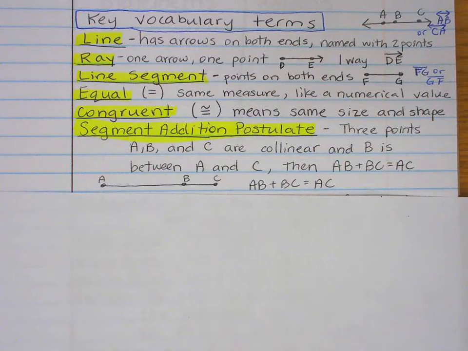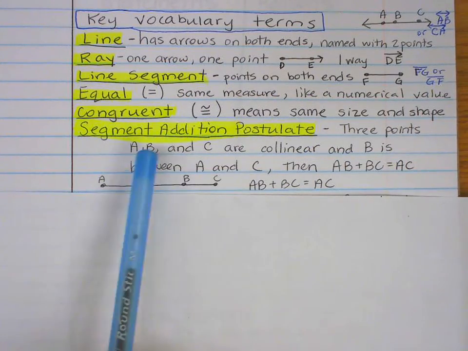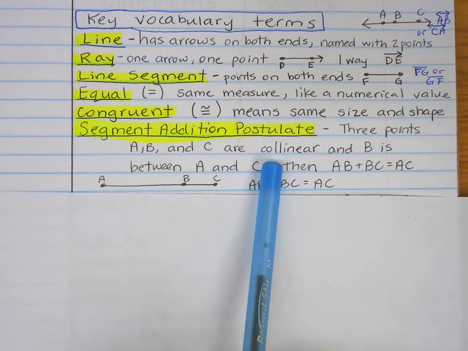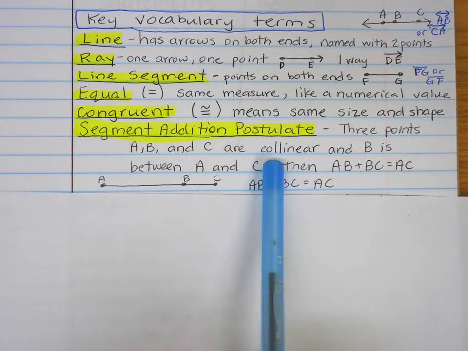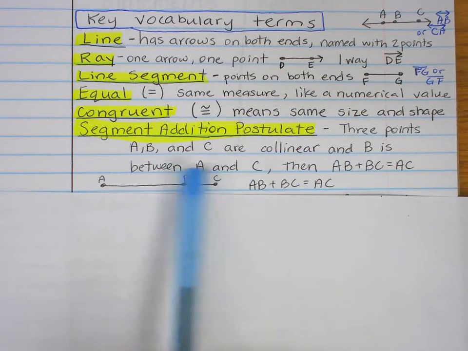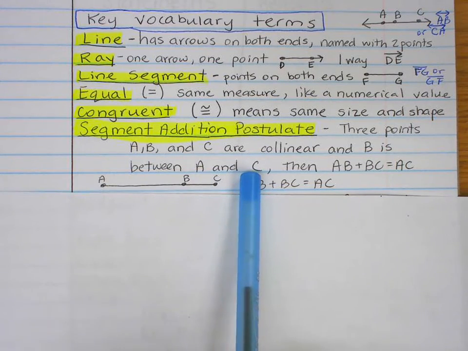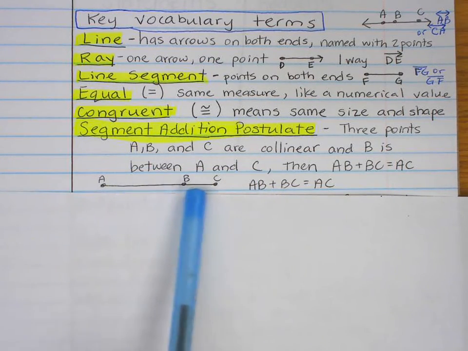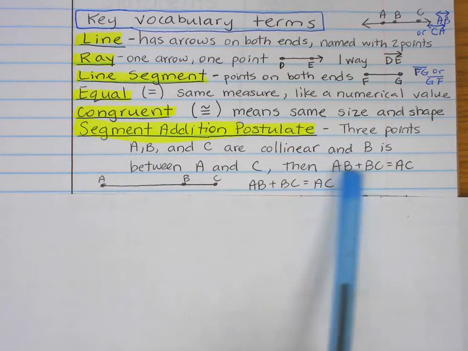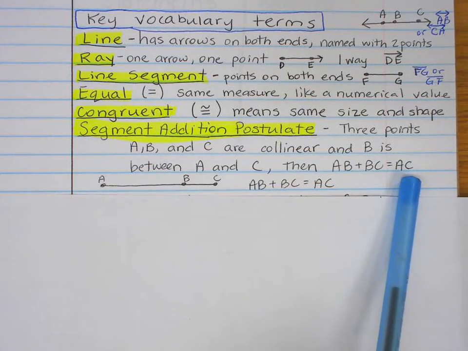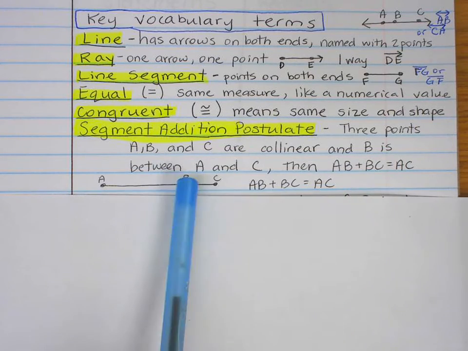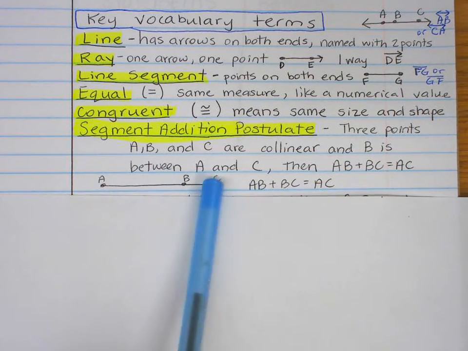So if we have 3 points, A, B, and C, and they are collinear, which means they are all on the same line, like you could use a ruler to draw them and connect them. They're all on the same straight line. And B is between A and C. It doesn't have to be halfway in between, but just somewhere within this segment between A and C. Then AB plus BC equals AC. So the measure of segment AB plus the measure of segment BC equals the measure of AC.